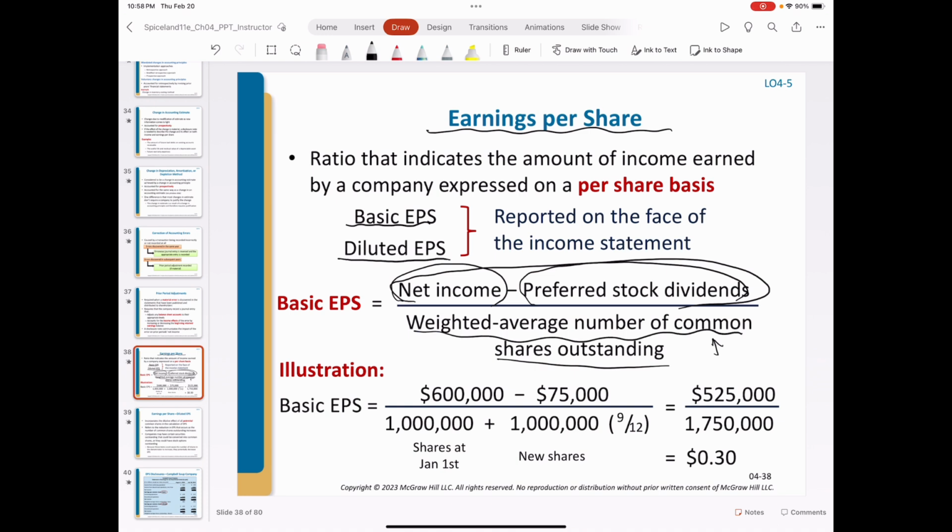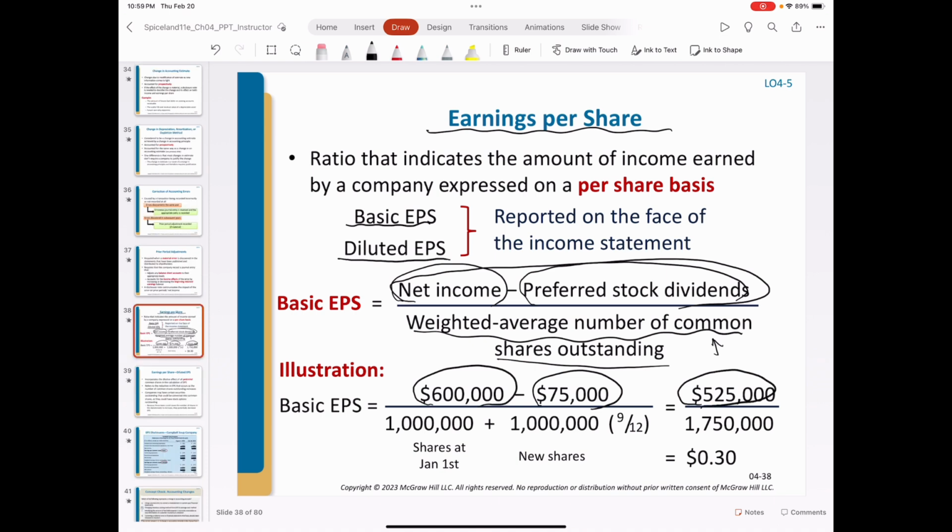For example, the company's net income is 600,000, preferred dividend 75,000. Preferred stock nowadays is uncommon. So the earnings available for common equity holders is 525,000. For the weighted average number of common stock outstanding, just use the beginning balance number of shares, add the additional shares, multiply by the time. So this represents the shares that were issued in September.